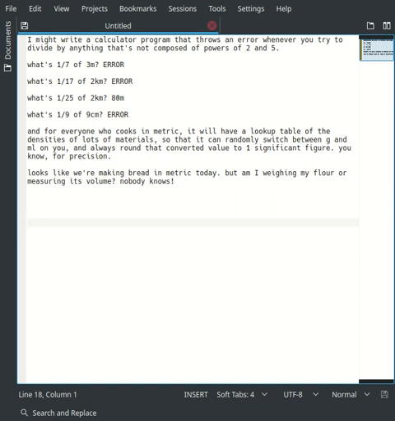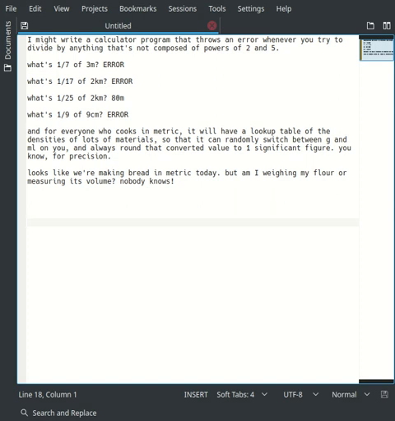And for anyone who cooks in metric, it'll have a lookup table of the densities of lots of materials. So you'll be forced to tell the calculator what material you're working with, even if you're not working with a material at all. Say you just want to divide 17 by 4. It'll be able to do that, because you can divide by 4, because 4 is a power of 2. But the inverse, you could not do 4 divided by 17. You cannot do that with this calculator.